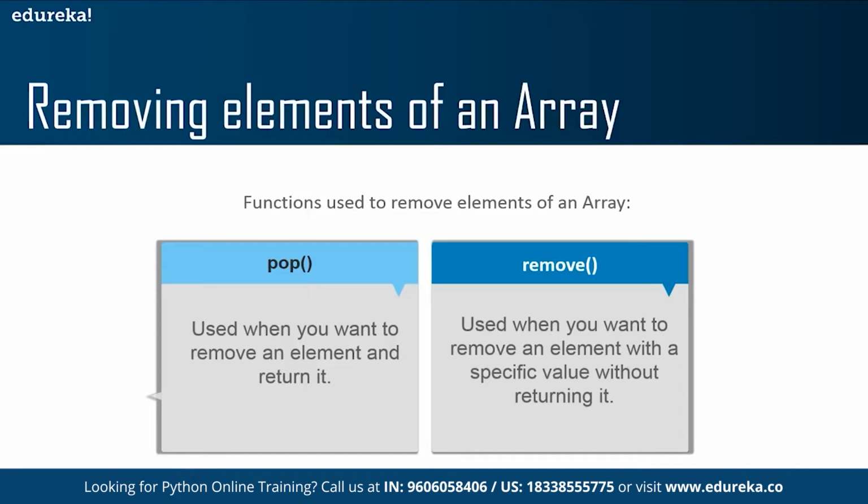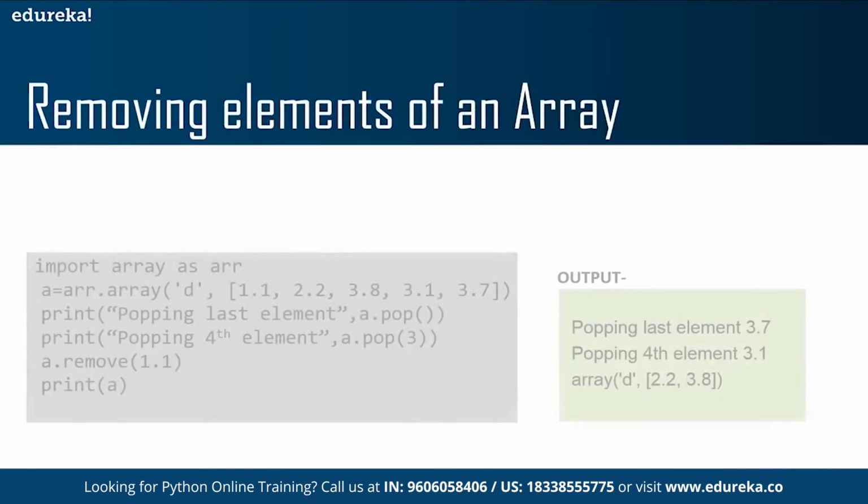not return it. The pop function can either take no parameters or one parameter. The parameter it takes is the index value of the element to be removed. If you do not specify any parameter, it will remove the last element from the array. The remove function takes one parameter, which is the element to be removed itself. Now let's have a look at a small example of this.